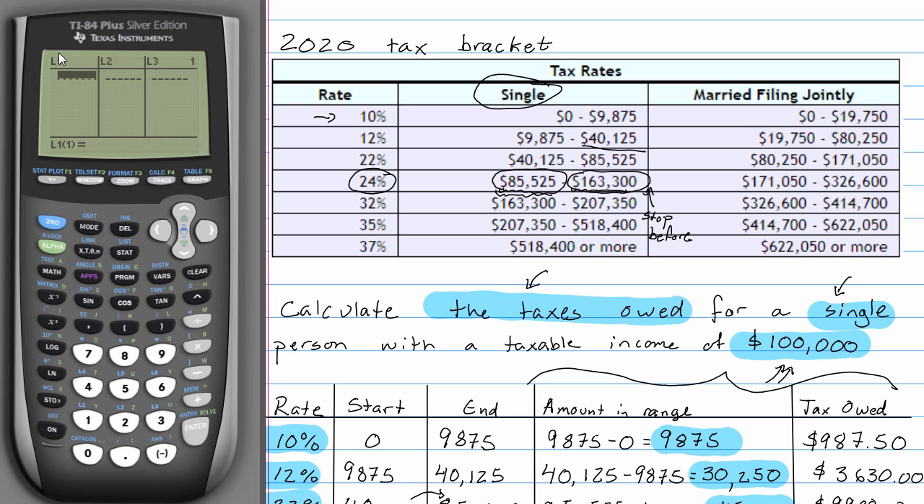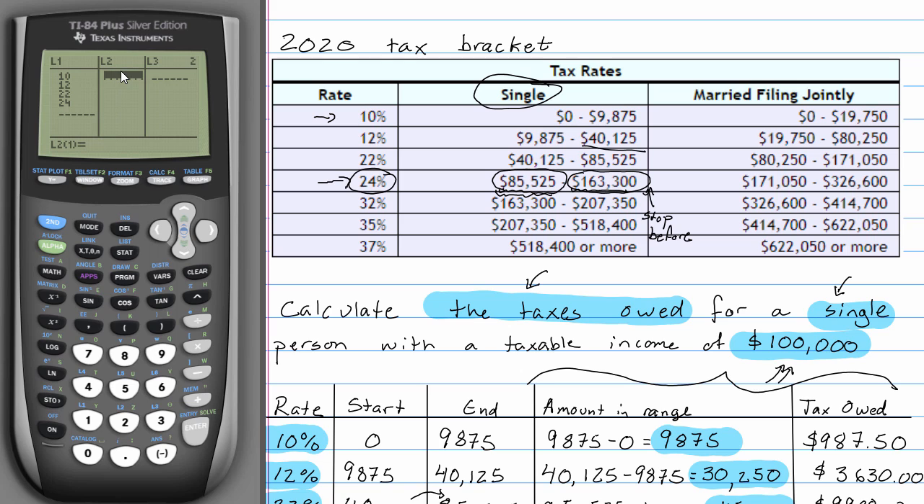Now, what I'm going to enter in the lists of my calculator. In my first list, I'm going to enter the tax rates. So 10, 12, 22, and 24. I'm only going to put in the ones that are relevant to my problem. So I'm only going to go up to 24 because I've already determined that this person is in the 24% tax bracket.